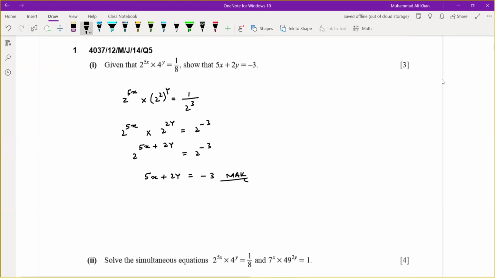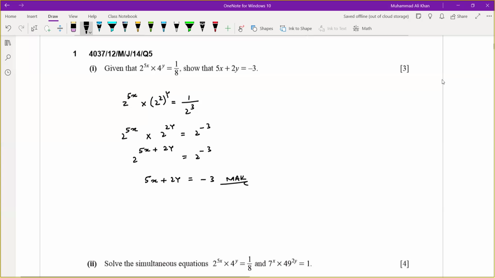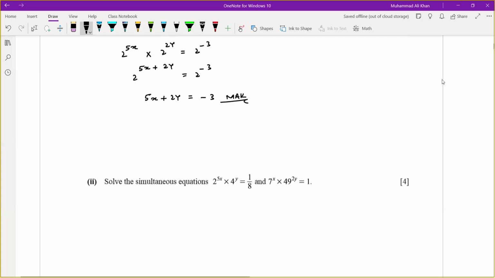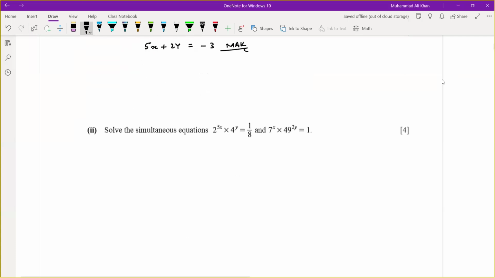solve the simultaneous equation. We have to solve simultaneously. The first equation is 5x plus 2y equals to -3. And the second equation is 7 power x, 49 will be 7 square, power 2y equals to 1.